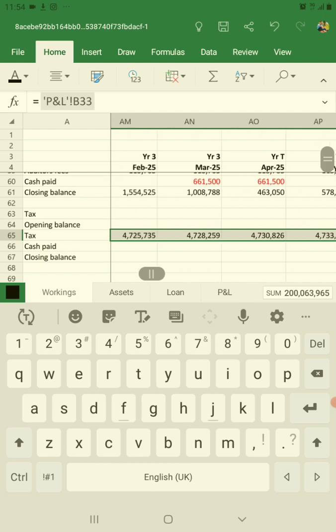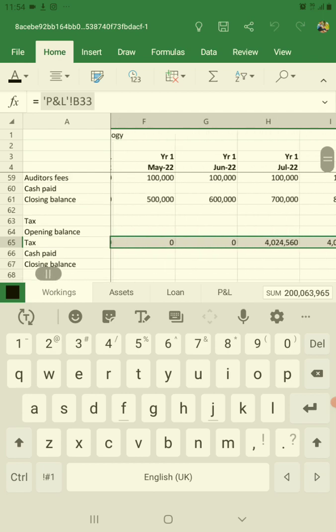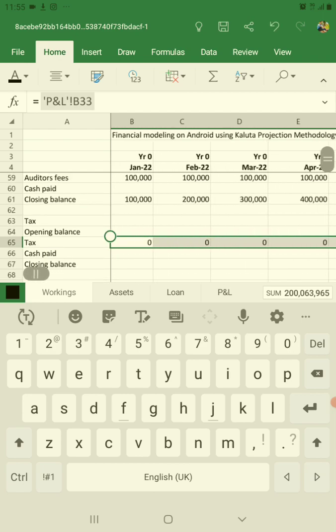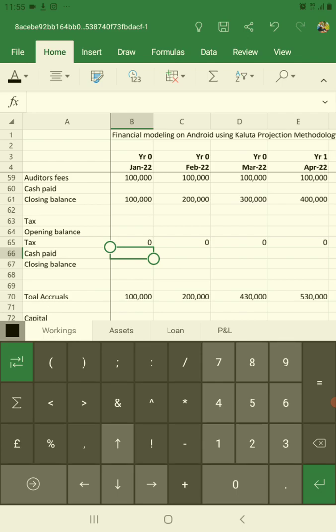Okay, after that, then the cash paid. Now here is where we are modeling the cash payments to be done at the end of each calendar quarter. So in our projection here, the first calendar quarter is March 22 here, and tax paid will be the sum of accruals in January, February, and March.